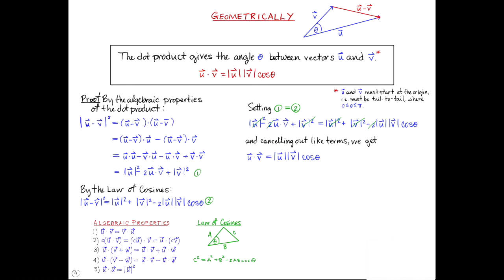Geometrically, the dot product gives us the angle between two vectors u and v, assuming that the two vectors are starting at the origin, or another way to think of it is that they're tail to tail. And we're also restricting the angle between the two vectors u and v to be between 0 and pi. In that case, the dot product is equal to the magnitude of u times the magnitude of v times cosine theta. And I've included a proof of the property below so that you can read over it on your own. But for the sake of time, I'm going to move on to our next example.